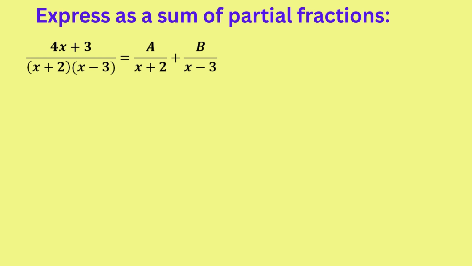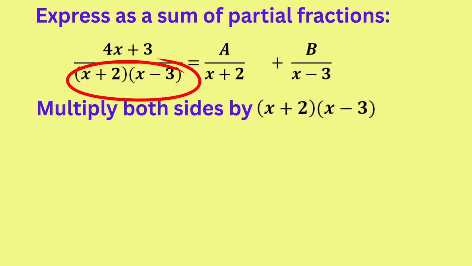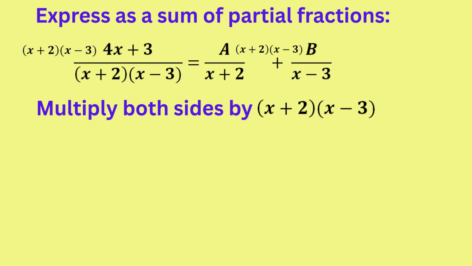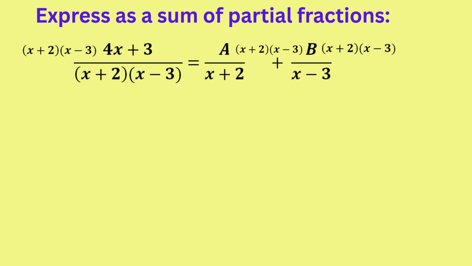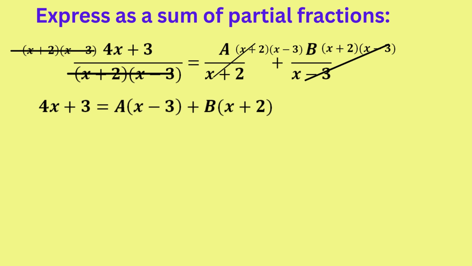Next, we need to get rid of the denominators from the equation. So we multiply each term on both sides of the equation by the common denominator, x plus 2 times x minus 3. We can now cancel the common factors from the numerators and denominators of each term. On the left, we are left with 4x plus 3. On the right, we'll end up with a times x minus 3 plus b times x plus 2.